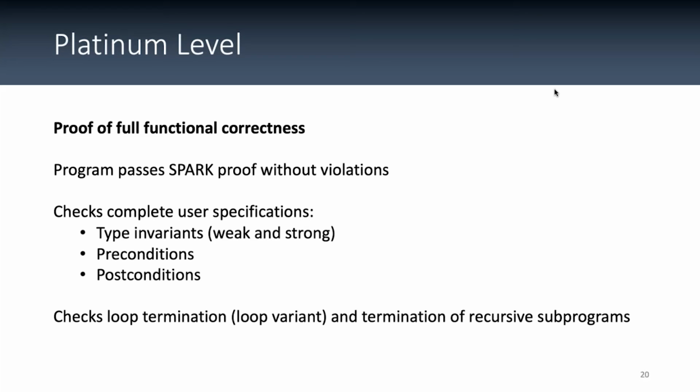And the Graal, the ultimate level, is the platinum level, where you would prove full functional correctness. So that's very rarely used because this requires more effort. And that's typically the same kind of specifications, but up to the complete behavior of the program as at the gold level. You can also prove termination of loops and recursive subprograms at this level.